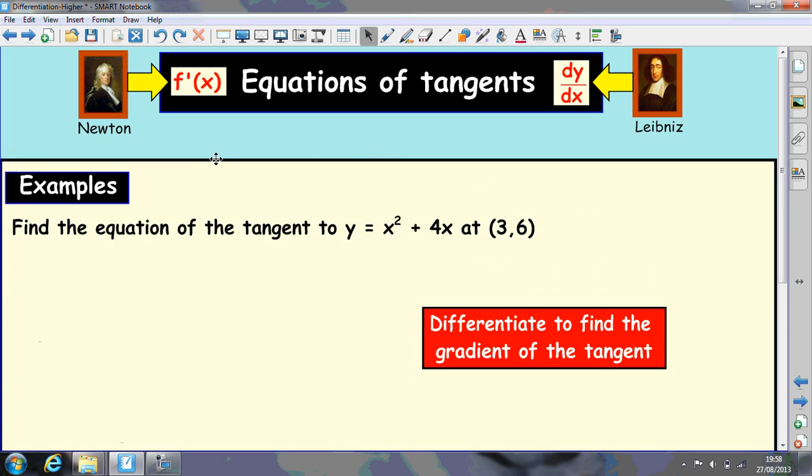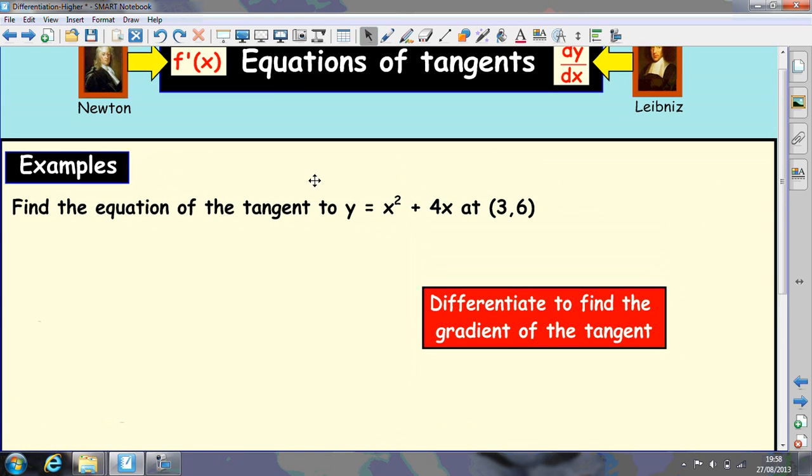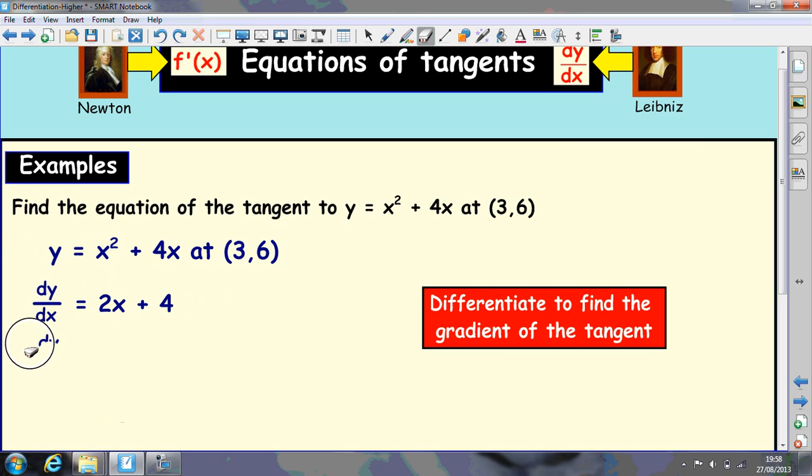So let's look at the first example here. Find the equation of the tangent to y = x² + 4x at the point (3, 6). So we have to find the gradient. We've got a point, but we differentiate to find the gradient. So take your y = x² + 4x, differentiate: dy/dx = 2x + 4, and sub in your x value to get your gradient.